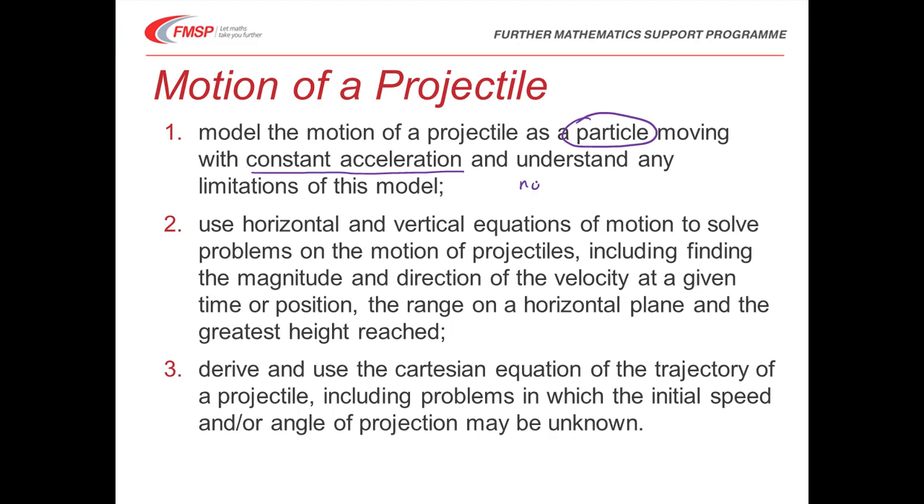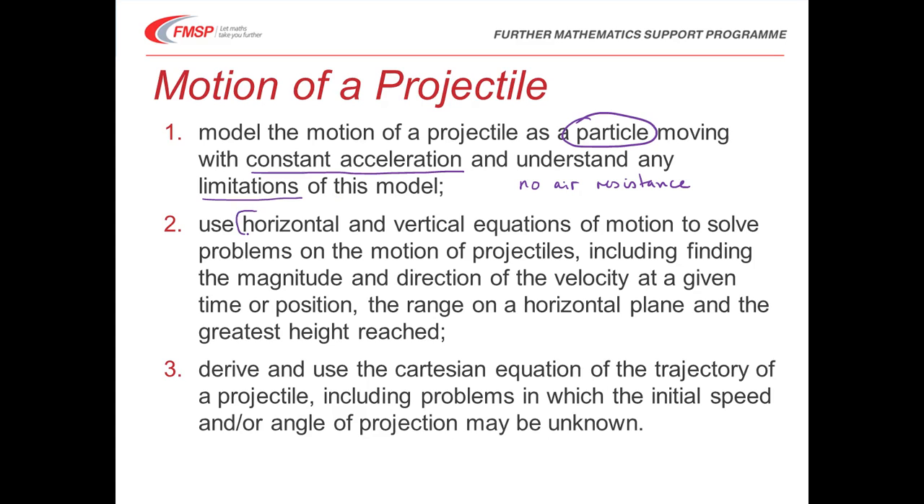So, for example, we're going to be able to ignore air resistance, and in fact anything else that goes on in the air, wind speed or turbulence. And by modelling the projectile as a particle, we're going to ignore its length, or any rotation as it moves through the air. And these are limitations of the model.